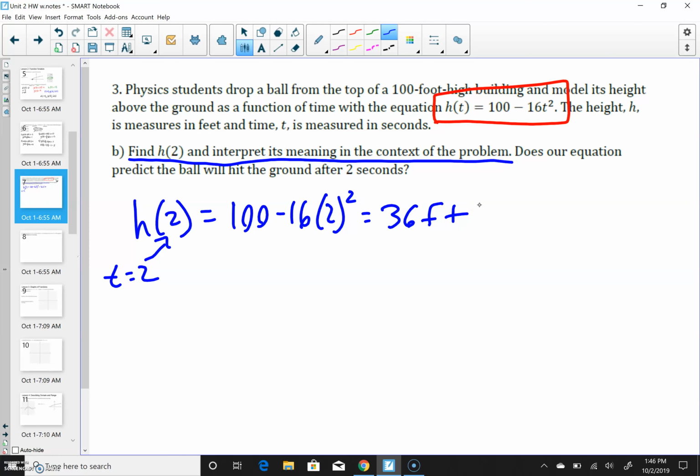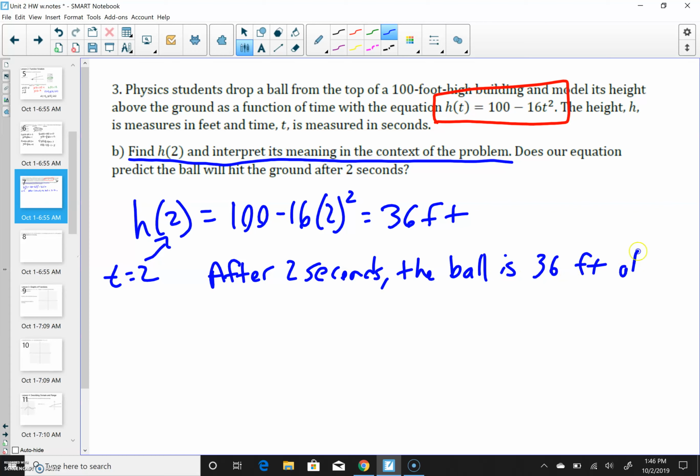So to interpret this, we need to figure out what each of the numbers represent. So the 2 was our time, and the 36 is our height above the ground. So after 2 seconds, the ball is 36 feet above the ground.